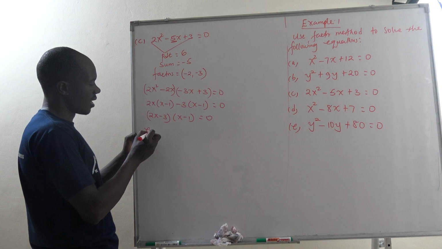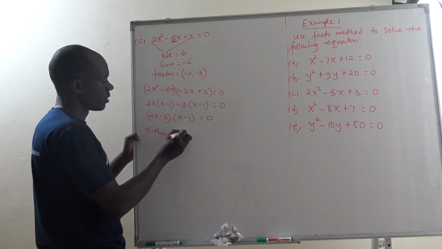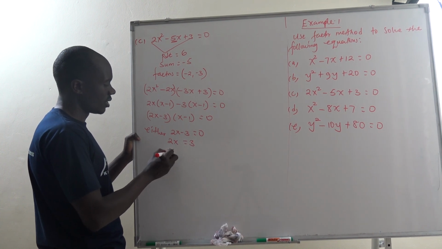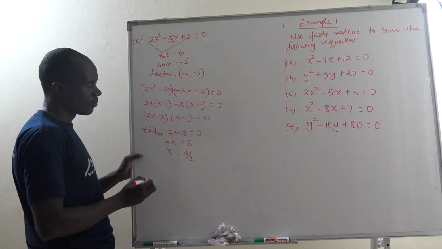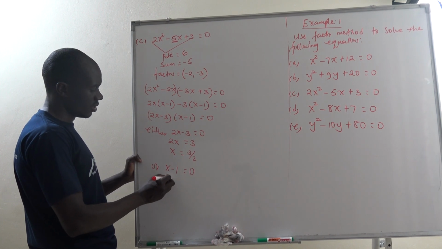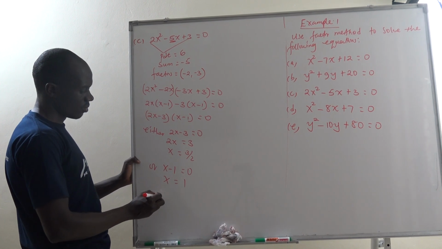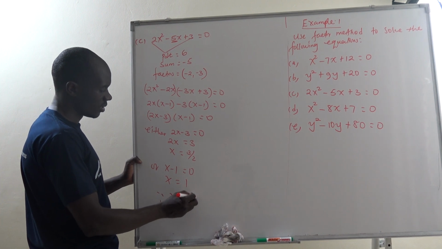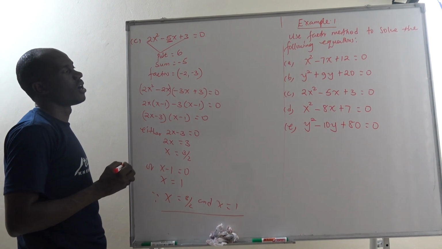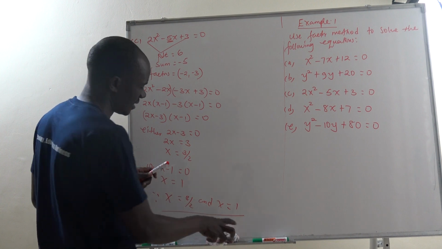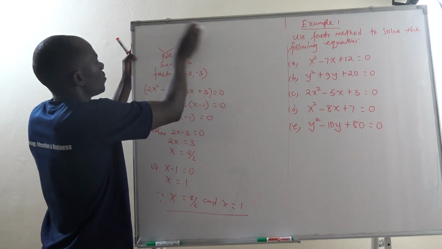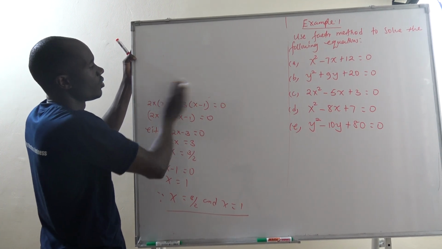We also say either 2x minus 3 equals 0, 2x equals 3, so x equals 3 over 2, or x minus 1 equals 0, so x equals 1. Therefore x equals 3 over 2 and x equals 1. That's how we handle that. Then we can go to part D. The last part, you will practice before you go and look for others.